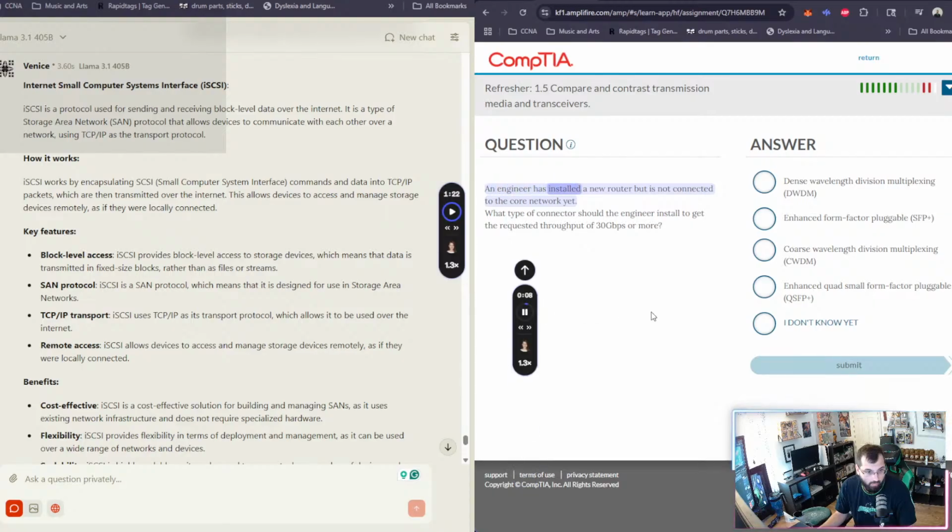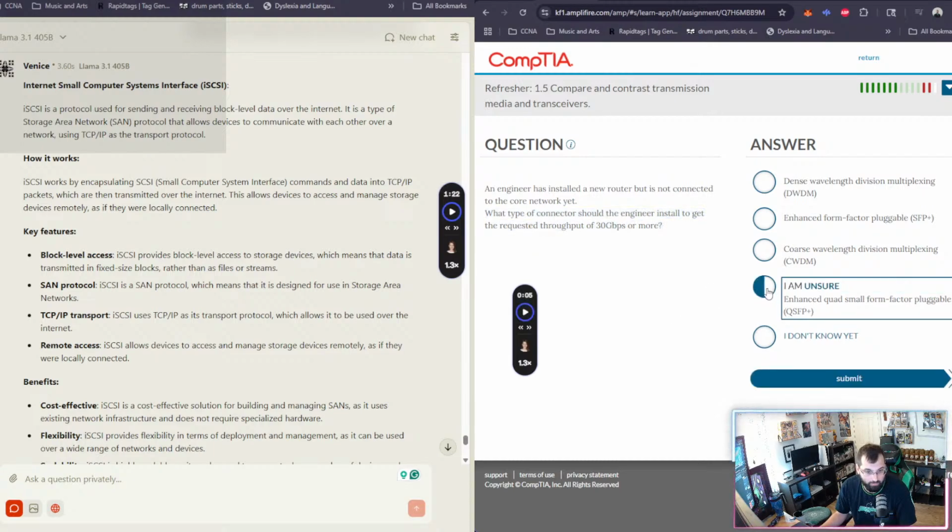An engineer has installed a new router but is not connected to the core network yet. What type of connector should the engineer install to get the requested throughput of 30 Gbps or more? QSFP+. Spent a long time talking about that.